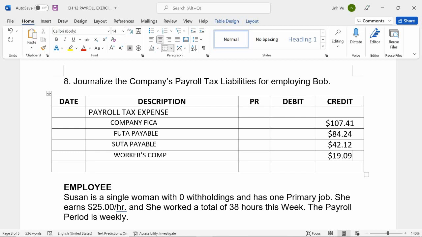So how much payroll taxes did the company pay for having Bob as an employee? 107.41, 84.24, 42.12, 19.9. I got 253.67.